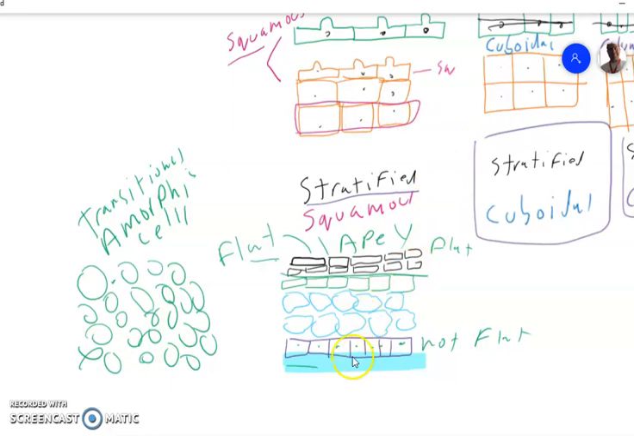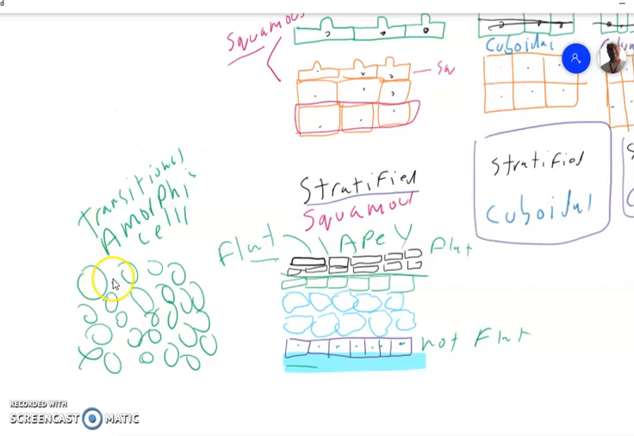Stratified squamous, you have many layers where the top are these shingle-like flat cells. And it is keratinized in the skin. And remember, that was the one I promised would be on your test. They will ask you where stratified squamous is. And you have unkeratinized in the esophagus, mouth, and adult vagina.